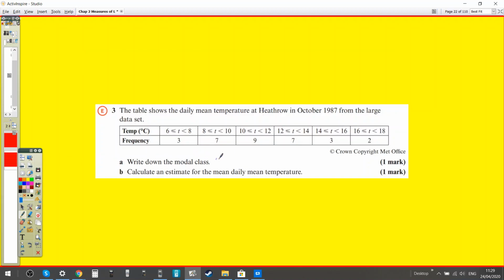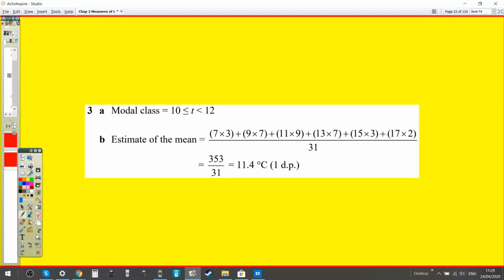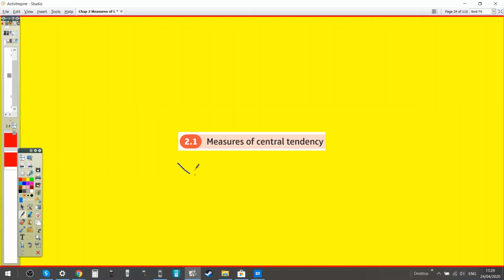Write down the modal class, estimated mean. That's fine, so we can just keep using the thing. So what do you give yourself for that? I think overall maybe a tick, yeah.